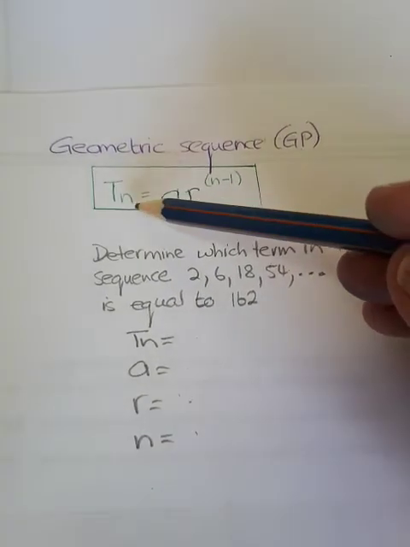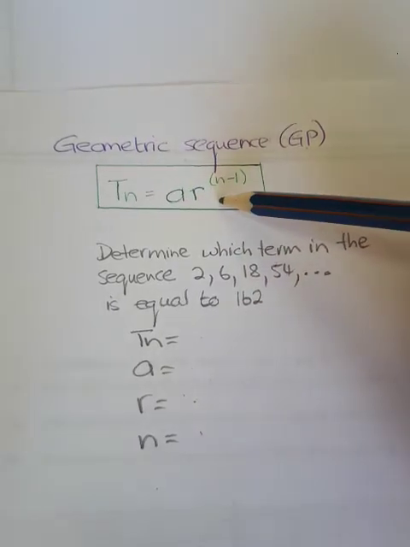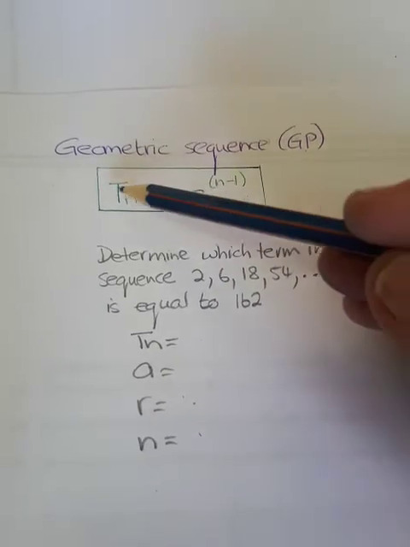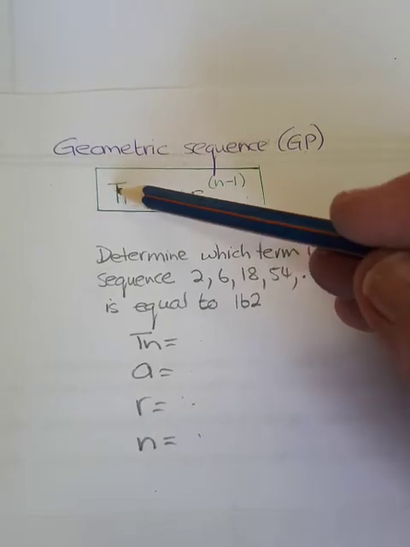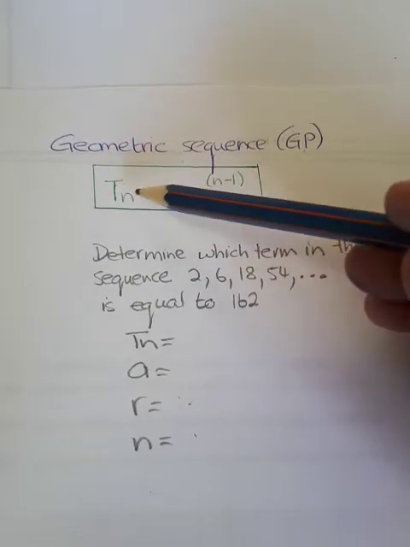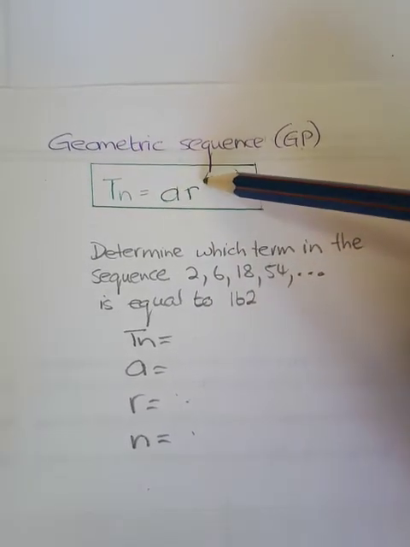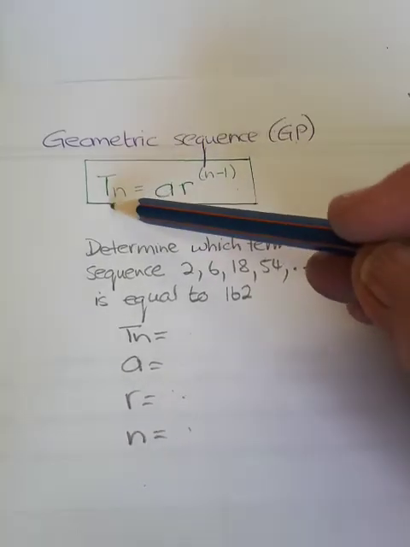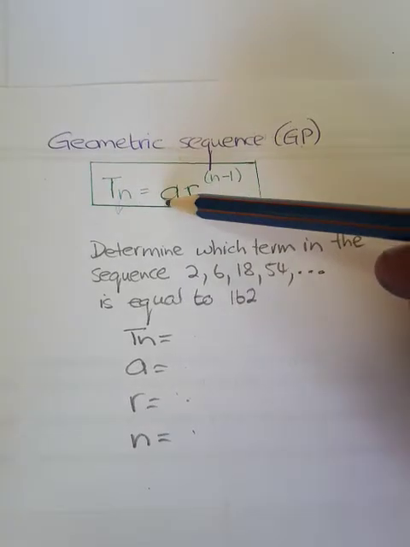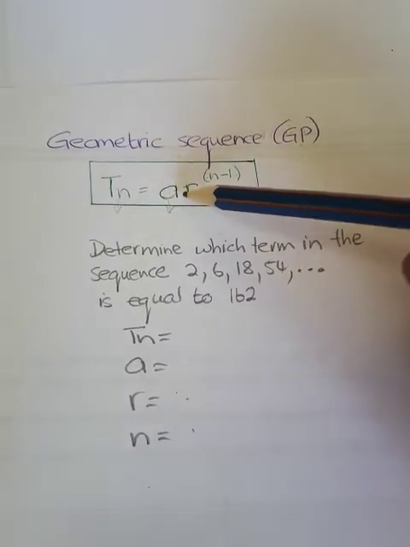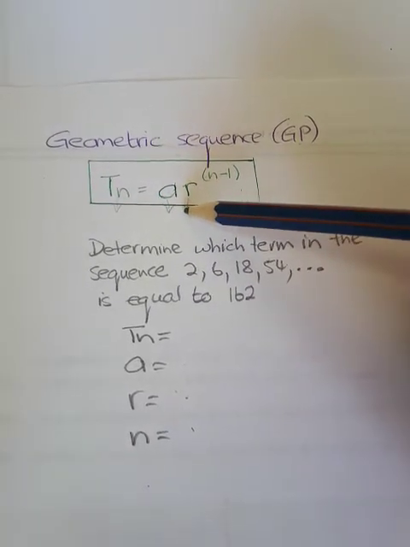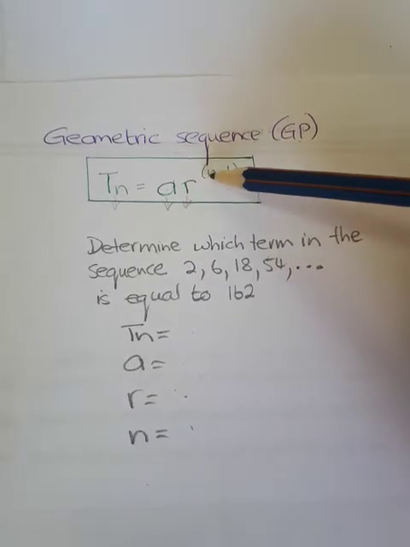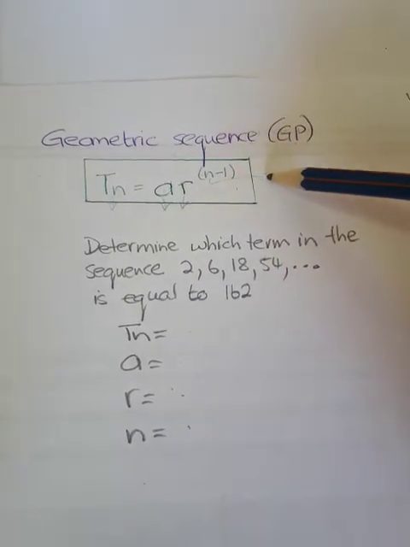The general formula which you must learn and which you must know for calculating the nth term in a geometric sequence is a r to the power of n minus 1. So once again people, this gives you the term at any position. A is the first term, r is the ratio which we can calculate, and then n gives you a certain position in the sequence.